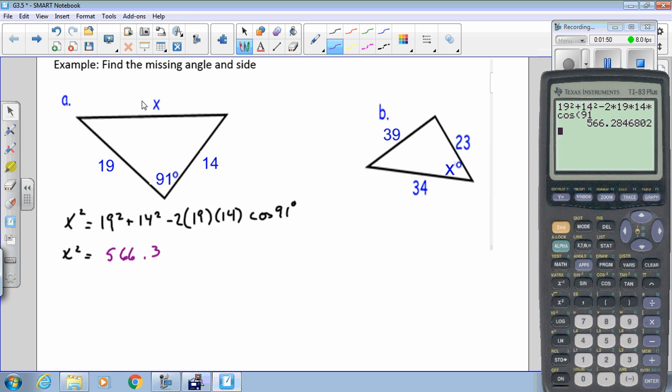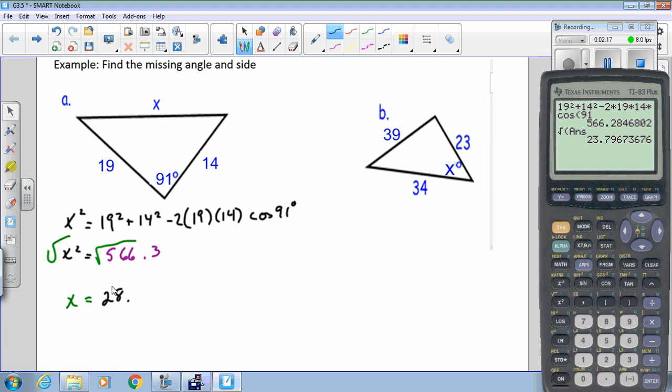Would that make sense if that would be the answer? No, it would not. I forgot something. What did I forget? This is x squared, so there's one final step. I need to do the square root of this number to find what the x value is. So let's do that. Second function, square root of the answer, 23.8.